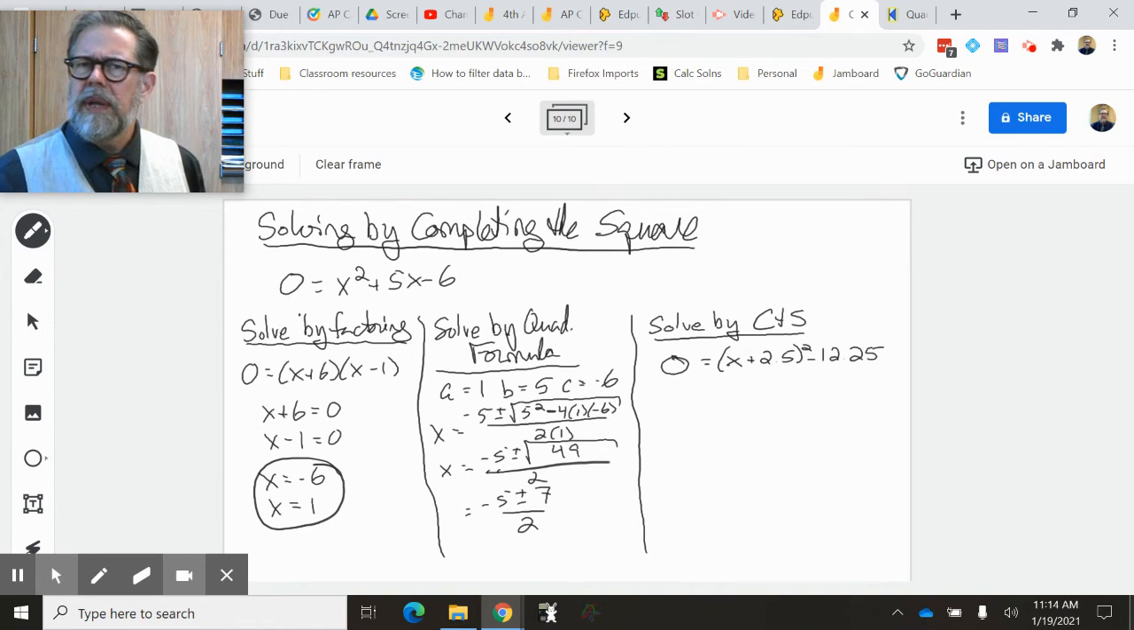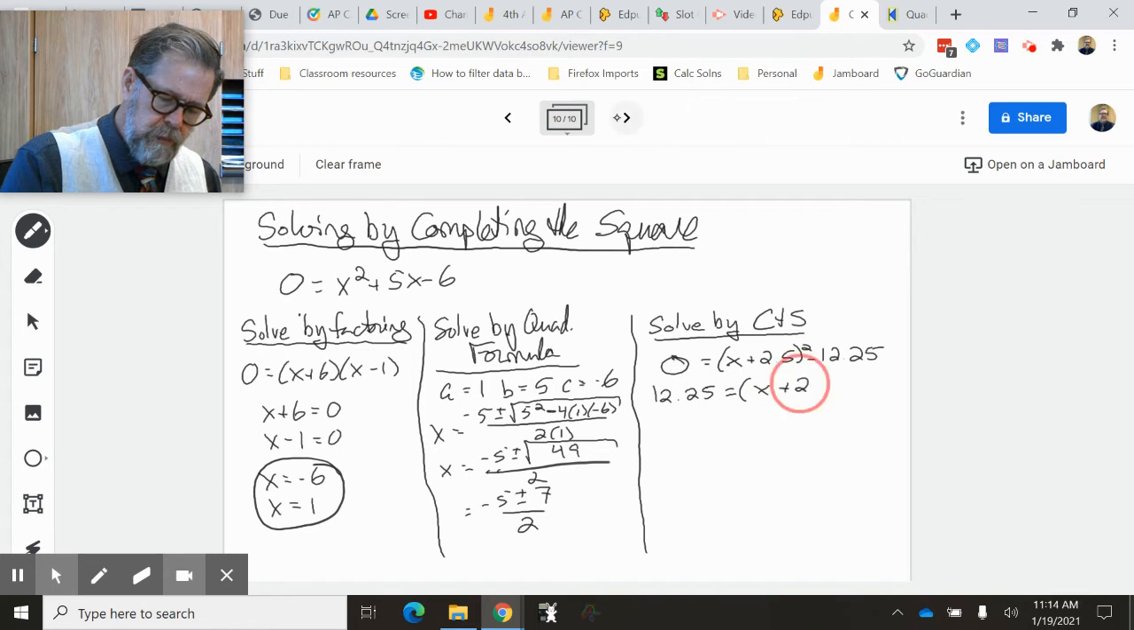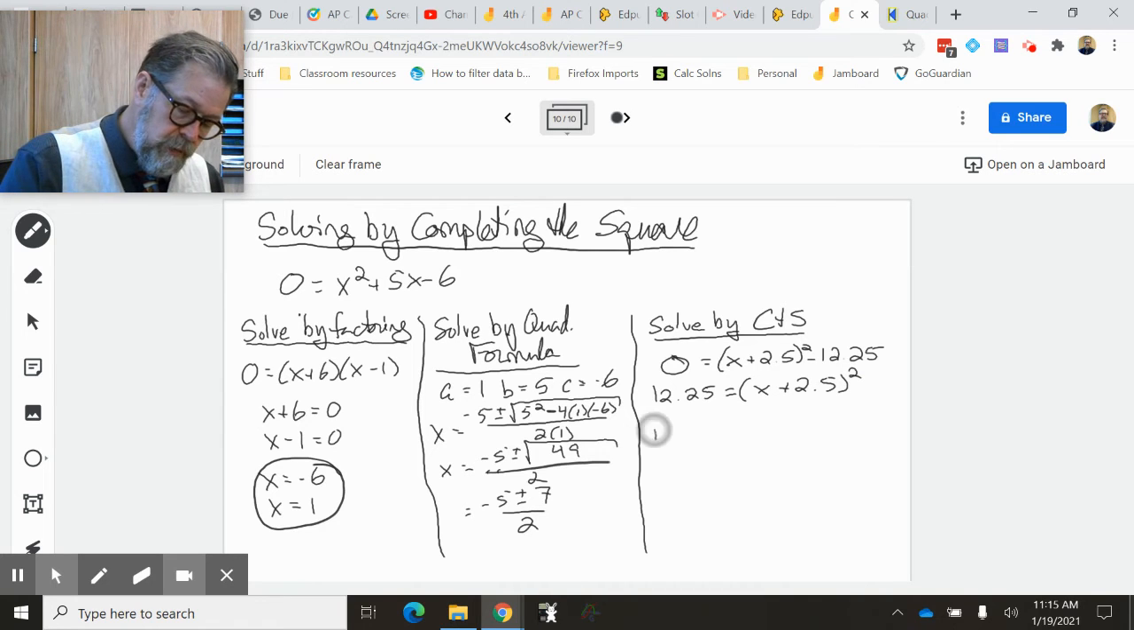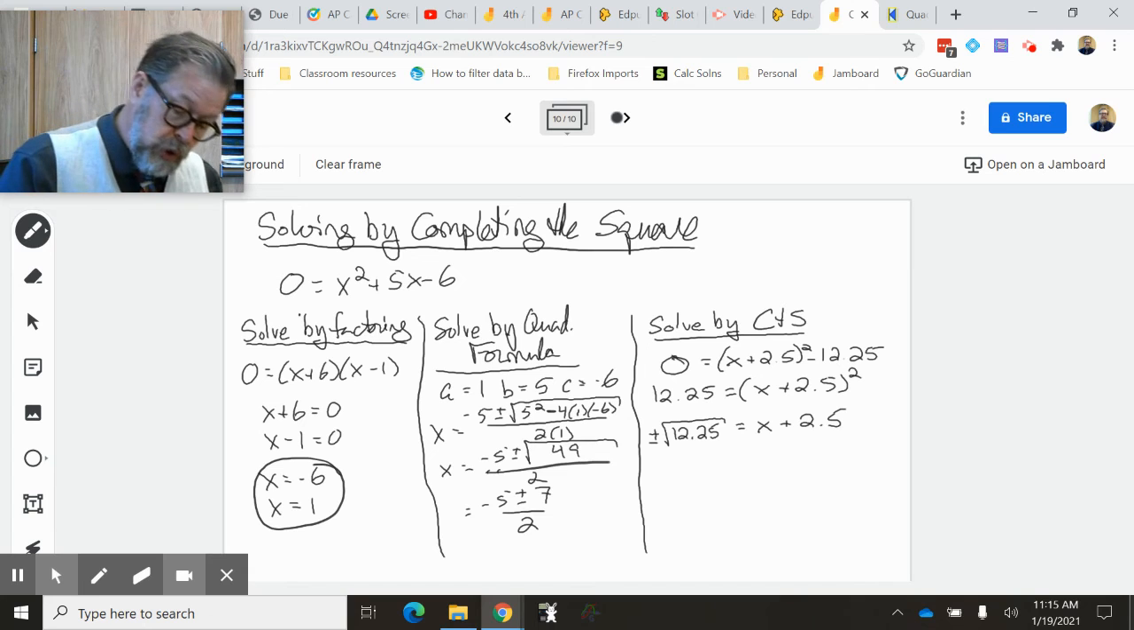But what if I've completed the square? Well, looking at our equation here, I add 12.25 to both sides. I take the square root of both sides, noticing very carefully there that in fact I get plus or minus, and I subtract 2.5 from both sides.